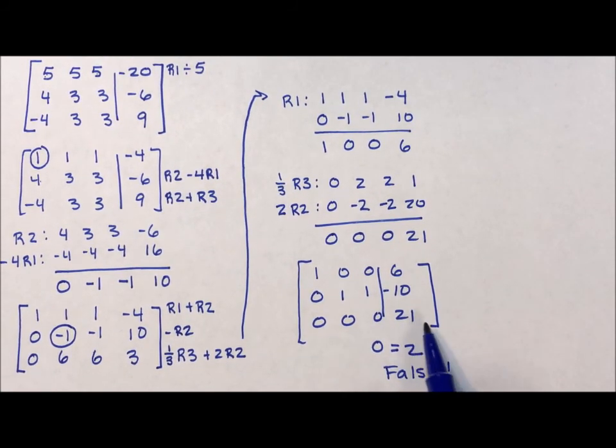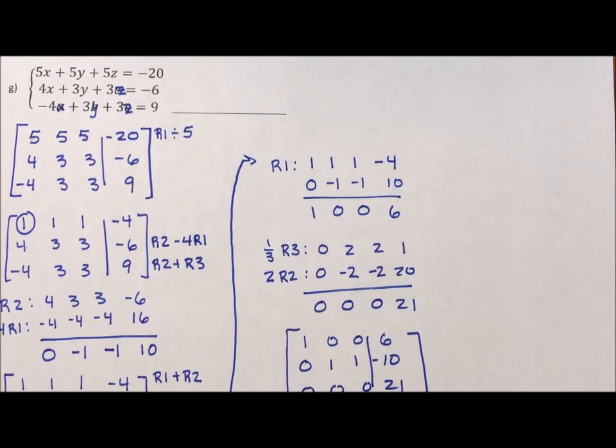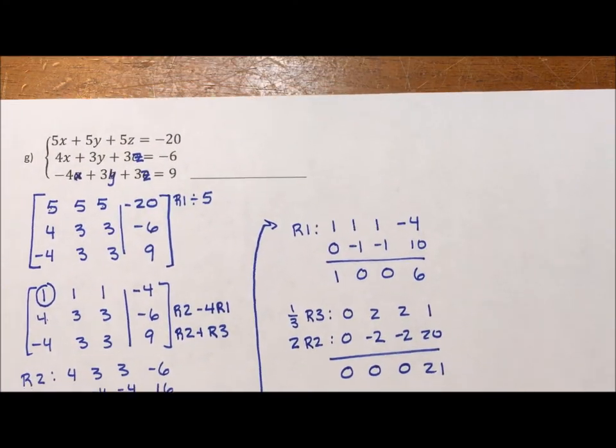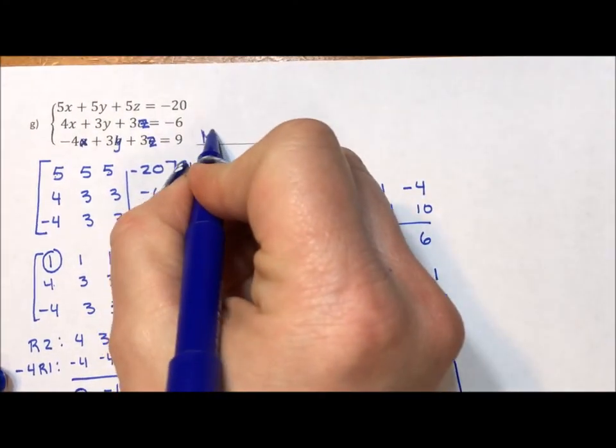If the last row was all zeros, we could do something with it. But 0 equaling 21, which is false, means that we need to come back up to our original problem and say, hey, our original problem is no solution.